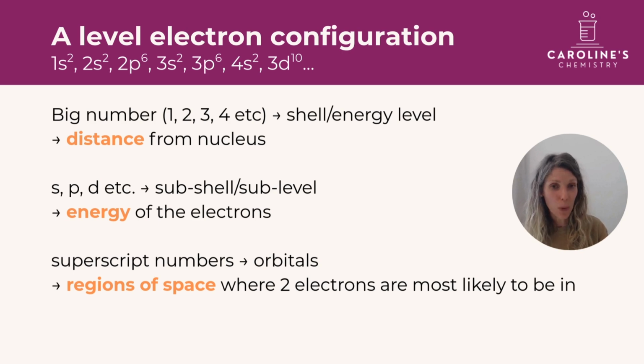So key takeaways from this. Watch this again as needed. The big number is the distance from the nucleus, how far away the electrons are. The SPD is the subshell or sublevel. That tells you about the energy that the electrons have. And then orbital tells you where those electrons are most likely to be found.